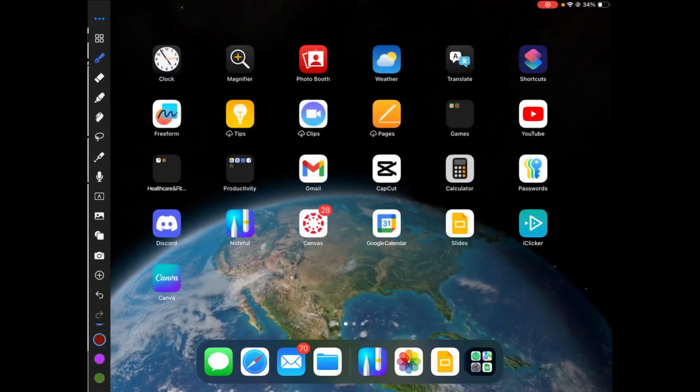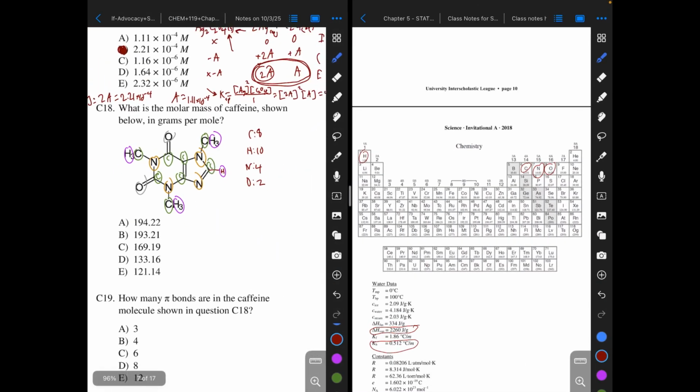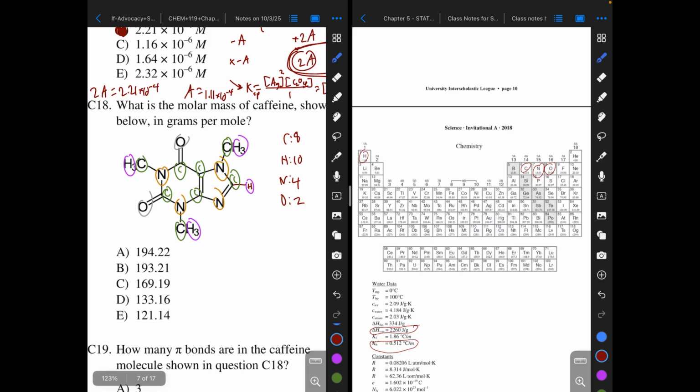Now, simply using the periodic table, we can multiply all these numbers by the respective molar masses. So carbon has a molar mass of 12.01. So 8 times 12.01. Doing the same for hydrogen, nitrogen, and oxygen. If you do the math right, you should get a molar mass of 194.22. So the answer to number 18 would be A.